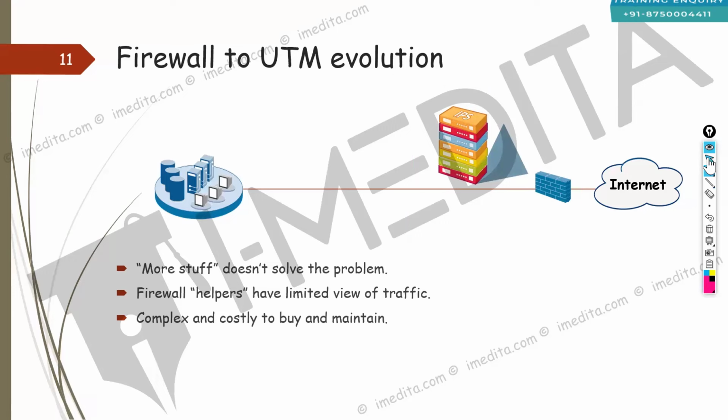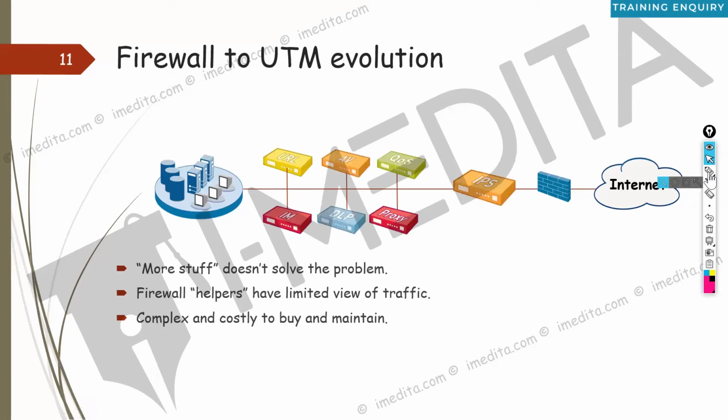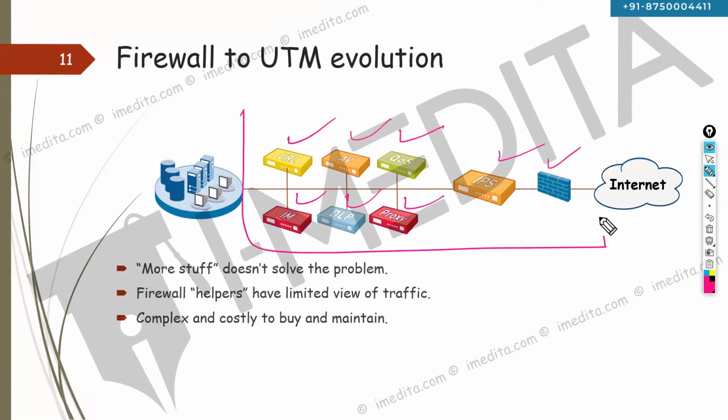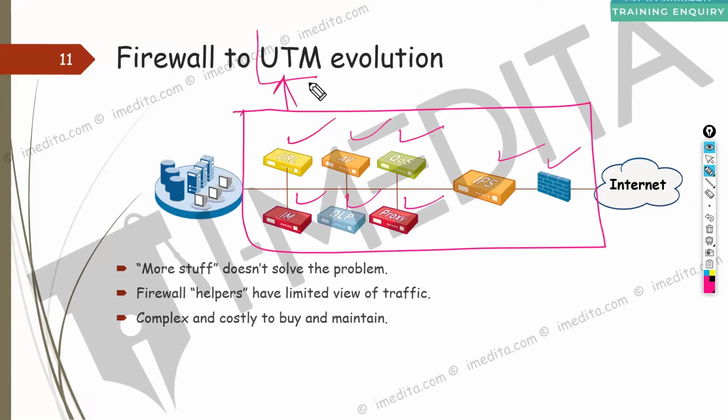So what is UTM? UTM is a device which can provide you firewall features, IPS features, quality of service, proxy server features, antivirus, data loss prevention, URL filtering, and instant messaging. So these features are provided by a single device. That device is called UTM, Unified Threat Management.